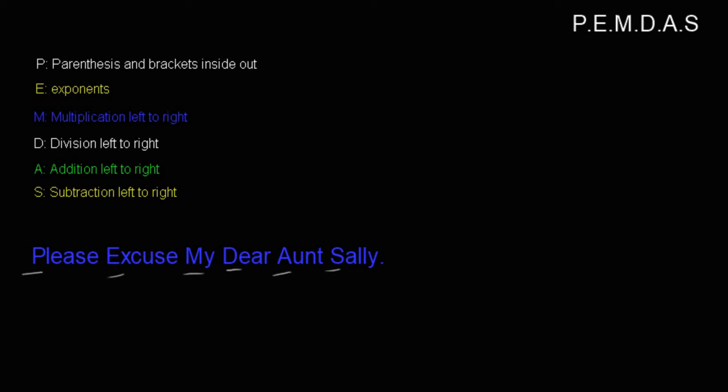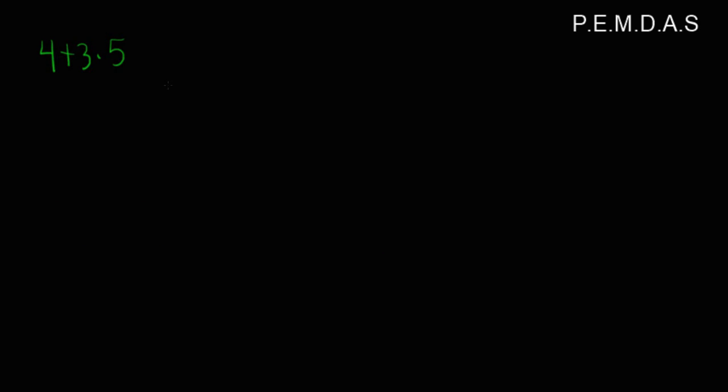Let's look at an example. I have 4 plus 3 times 5. I'm going to do 3 times 5 first because multiplication comes before addition. And note that you often want to put parentheses to keep things organized. So that's 4 plus 3 times 5, 15, equals 19.